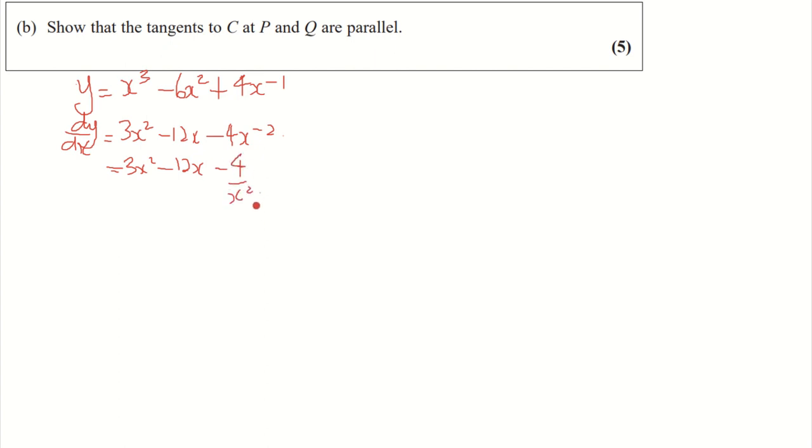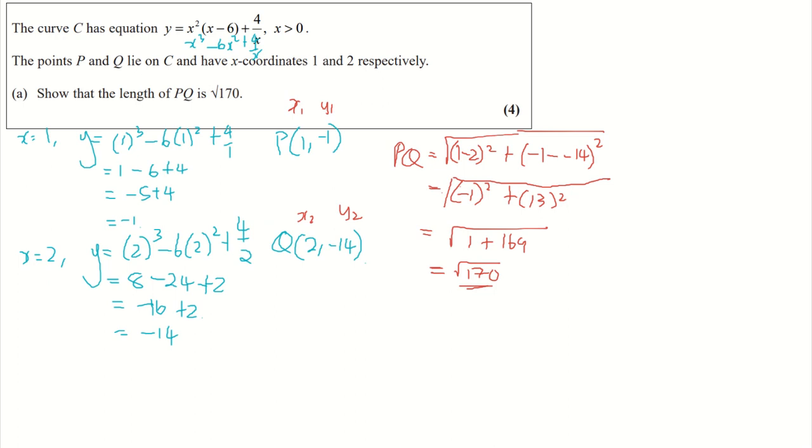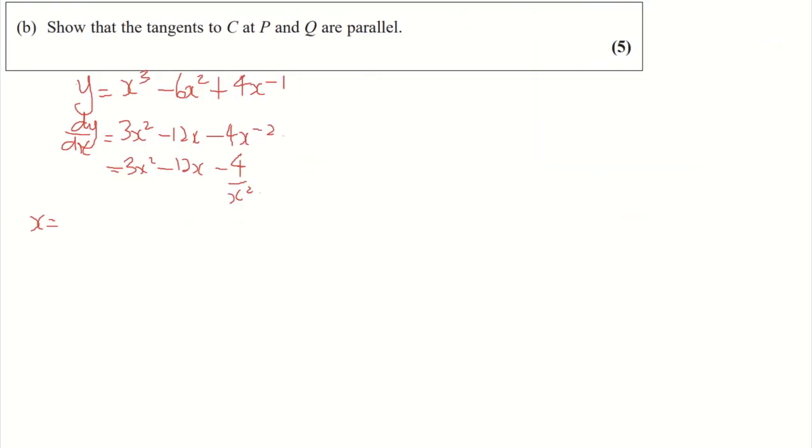Remember, whenever you differentiate a curve at any point, the gradient that you are getting is the tangent gradient. So now at P we have x equals 1, and at Q we have x equals 2. With x equals 1 at P, let's find out the tangent gradient. So 3 times 1 squared minus 12 times 1 minus 4 over 1 squared. So this is 3 minus 12 minus 4. 3 minus 12 is negative 9, and negative 9 minus 4 is negative 13.